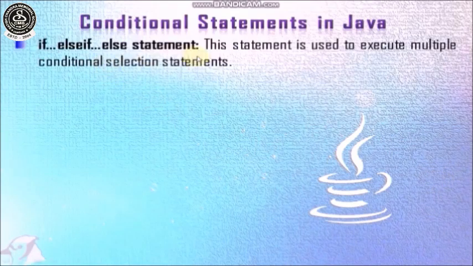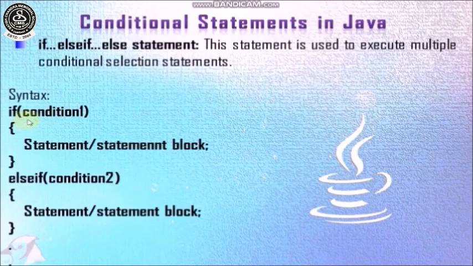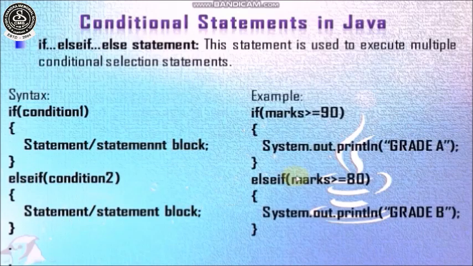Else-if ladder, so multi-branching. This statement is used to execute multiple conditional selection statements. Previously you have seen only one if and else, and here multiple selection statements. If condition 1, then the statement or statement block. Else if condition 2, if the second condition is satisfied, then the statement or the statement block, like this. Any number of statements, any number of conditions.